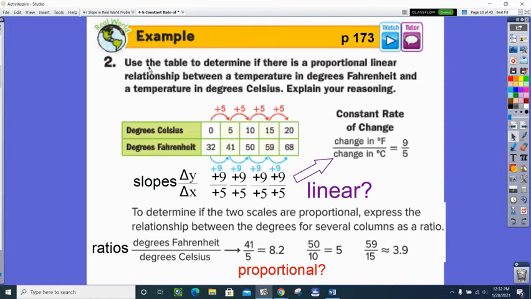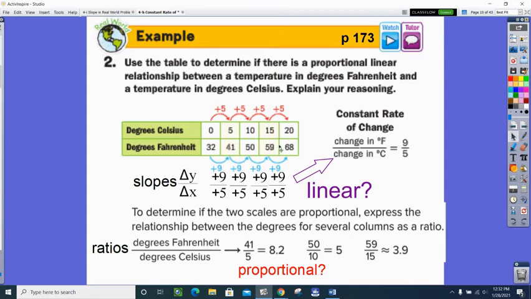So first of all, we're going to use the table to determine if there's a proportional linear relationship. Well, it has to be linear to be proportional. So we're going to start there. So here's our table. In this particular case, we're comparing Fahrenheit to Celsius. So your X is on the top and your Y is on the bottom. Your book is notorious for putting their tables this way, and it's X comma Y. So 0 comma 32, 5 comma 41, and so forth.